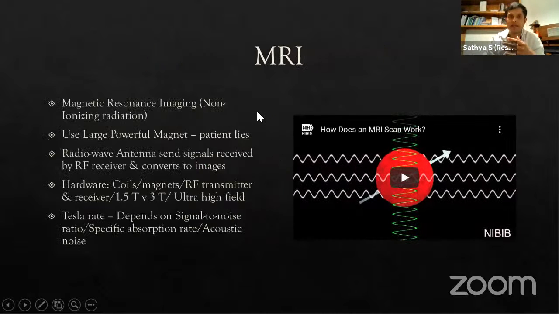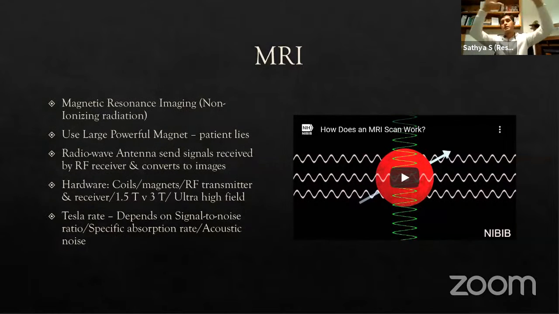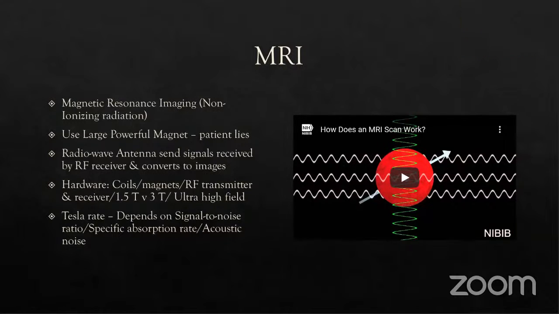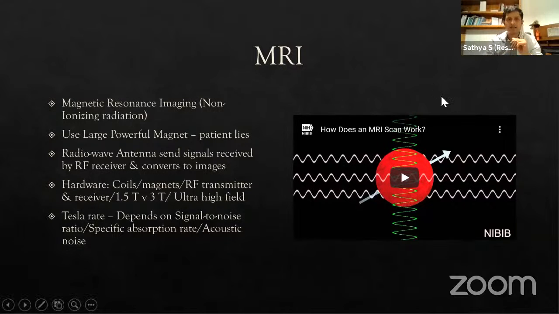With respect to MRI, it's magnetic resonance imaging. It's a large, powerful magnet kept in a big dome, kind of like a donut. The patient lies down inside, and a radio wave transmitter and a receiver are present. The body contains a lot of proton particles, which get attracted to these magnetic waves. That's what the magnetic field does.